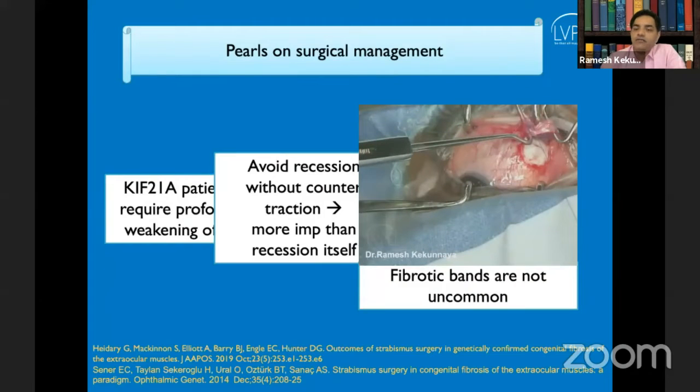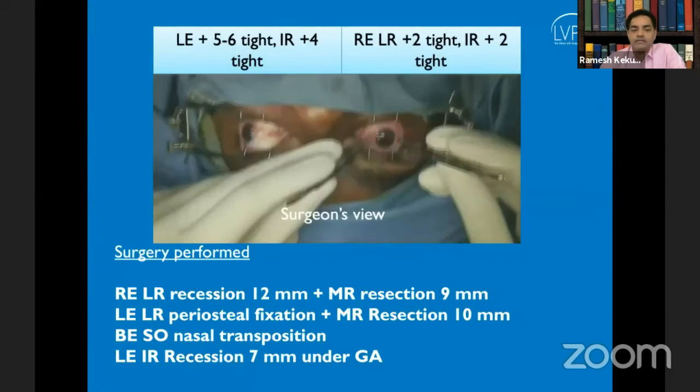You should always have a counter traction for these patients, and fibrotic bands are not very uncommon, and you need to always do an FDT before. And in this patient, we did a very large recession on the right side with resection. On the other side, we did a periosteal fixation with a very large recession.